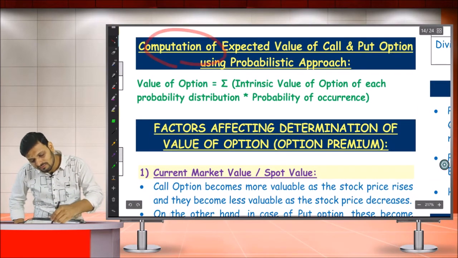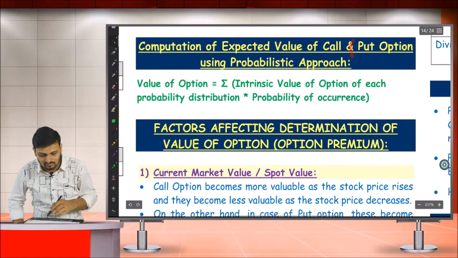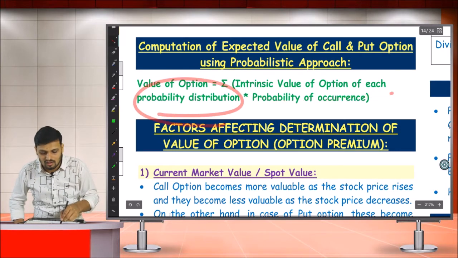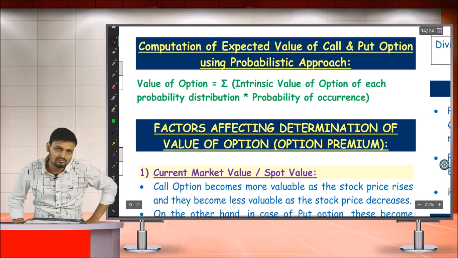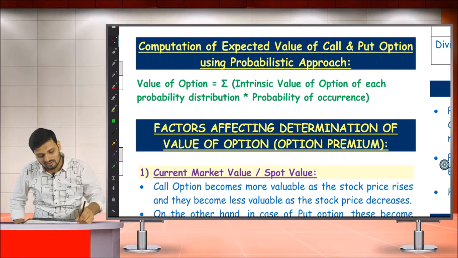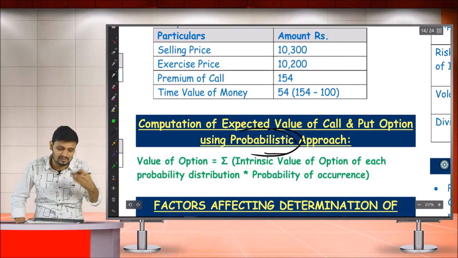The computation of expected value of call and put option. Intrinsic value of option of each probability distribution multiplied by probability of occurrence will give you value of option. It's a very easy formula, nothing but, let us say, the probabilistic approach. This is a probabilistic approach.